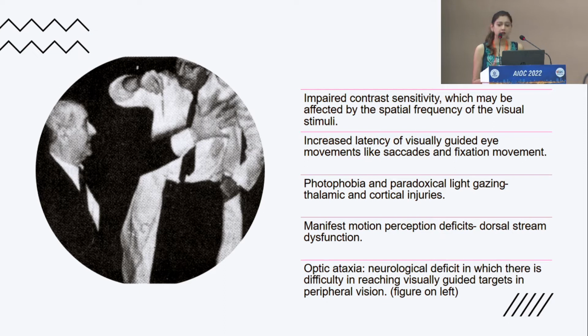In these children, the color vision is spared, but sometimes they have a preference for bright colors like yellow or red. Contrast sensitivity might be impaired in these children. Another feature which has been seen is a preference for light, or sometimes they might come with mild photophobia if they have lesions in the thalamus or in the cortex.